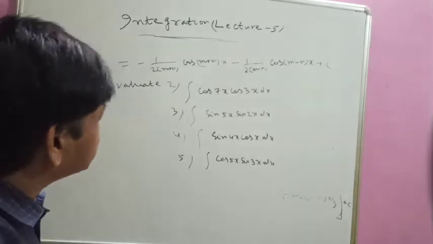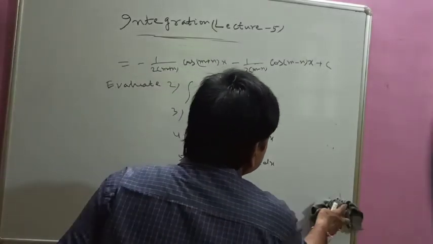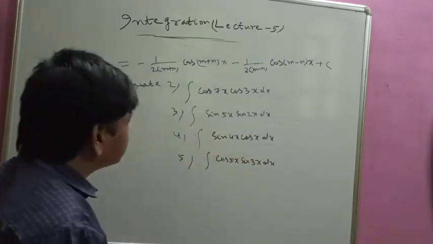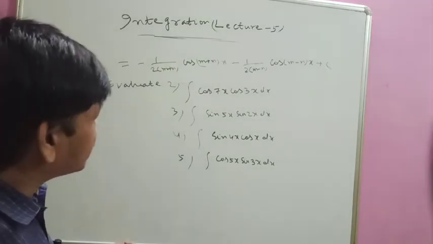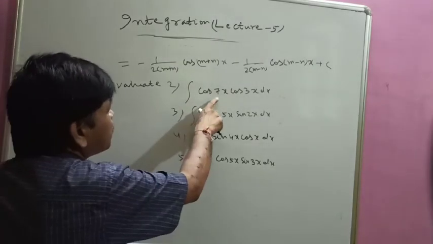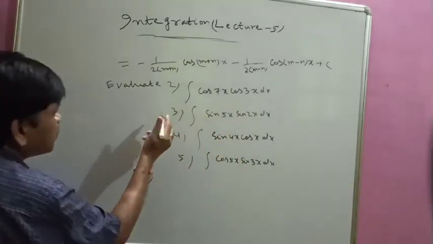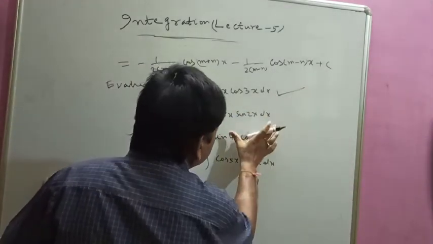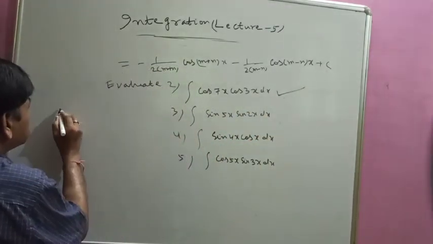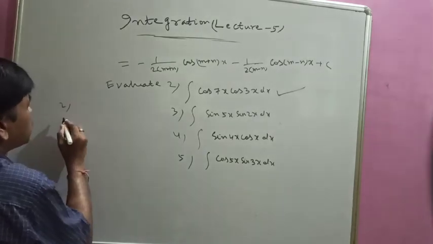All these questions are based on the type we have discussed, that is, integrals of the product of sin or cos of multiple angles. Here the multiple angles are 7x and 3x. I am going to solve question number 2, and similarly we will solve all these questions. Let us write the solution of question number 2.